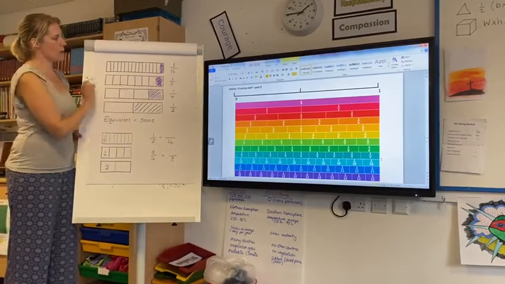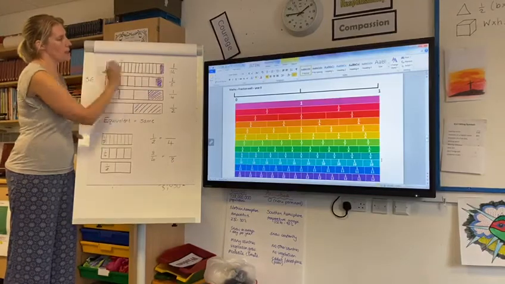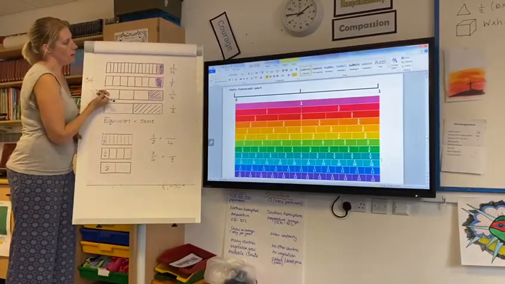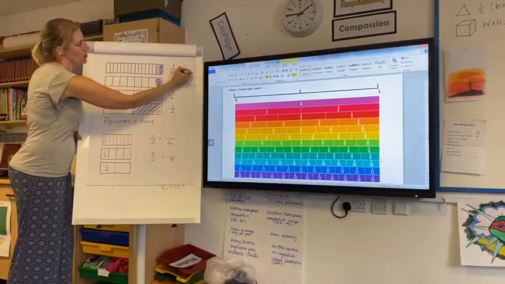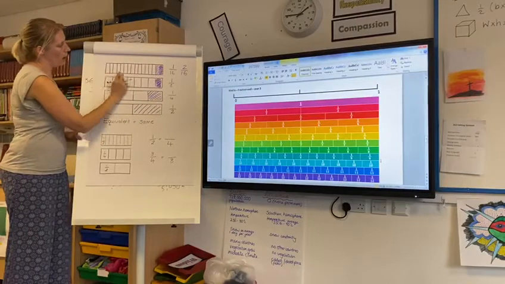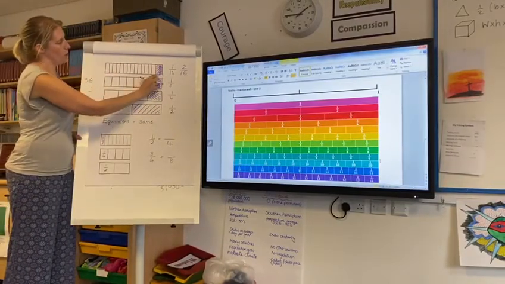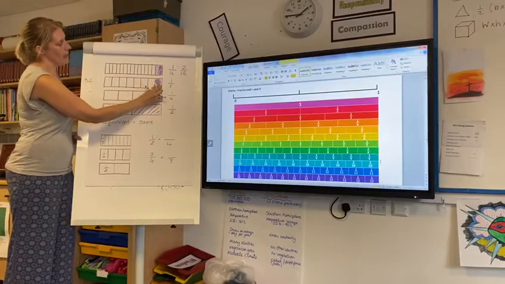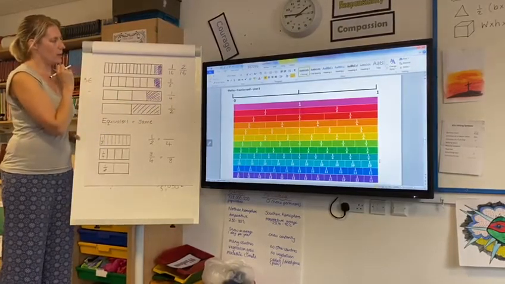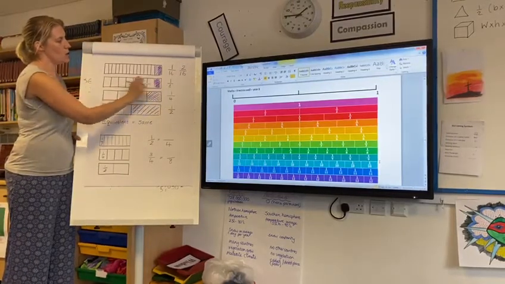Now we don't just have to shade one part, we could shade more. So let's go back to my first bar. At the moment, I've shaded 1/16. If I shade another, I've now shaded 2/16. 2 out of my whole 16. And hopefully you can see that my 2/16 is now the same size as my 1/8. This means that 2/16 are equivalent to 1/8.